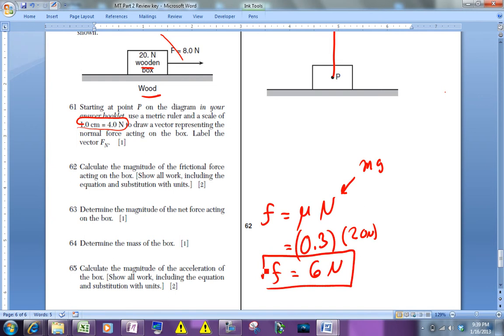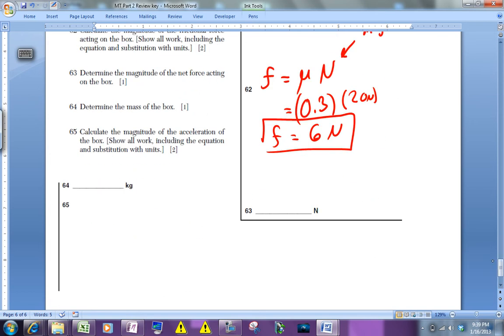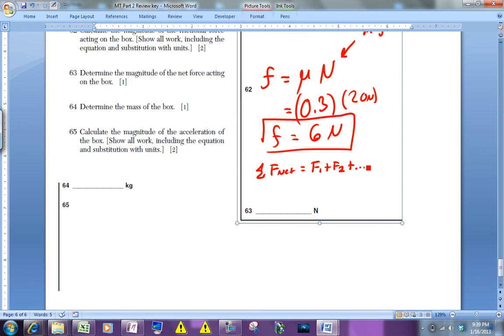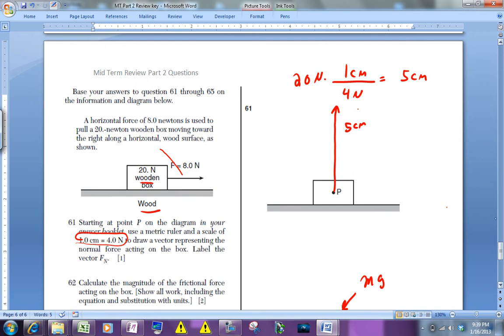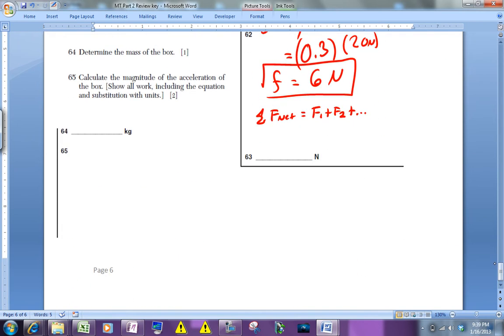Now, to determine the magnitude of the net force, there are 2 definitions of net force. F net equals ma comes in handy sometimes. Here, we're going to use the other definition of net force, which is that the net force is equal to the sum of the forces. So you add up all the forces, however many there may be, acting on an object. You have to keep direction accounted for when you do this.